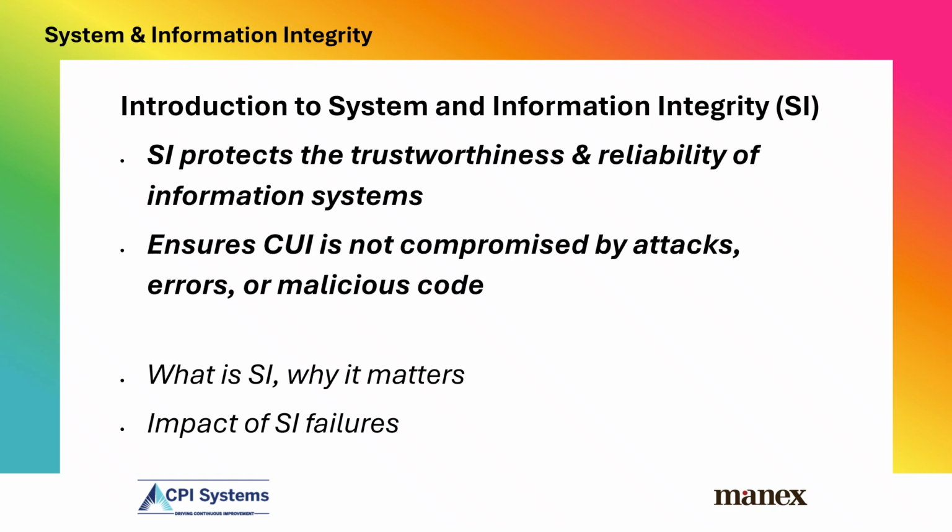System and information integrity is about keeping your systems and the CUI you handle safe from harm. The system and information integrity domain protects the trustworthiness and reliability of information systems, and it ensures that CUI is not compromised by attacks, errors, or malicious code. This includes protecting against viruses, fixing vulnerabilities, and paying attention to system alerts.